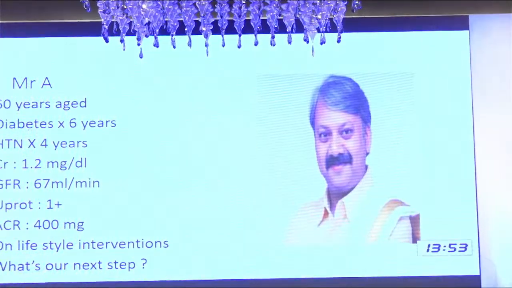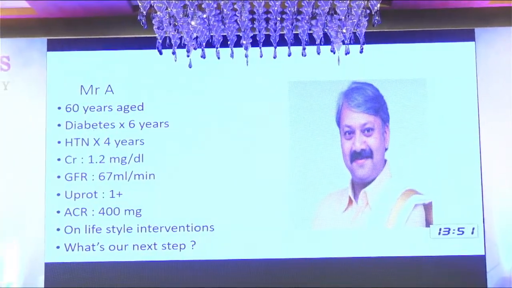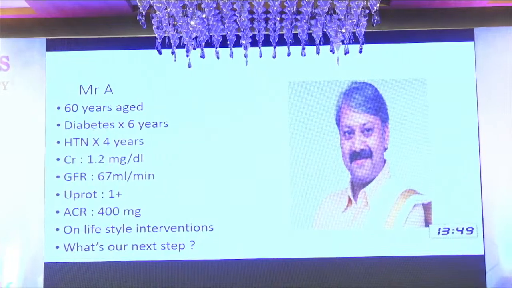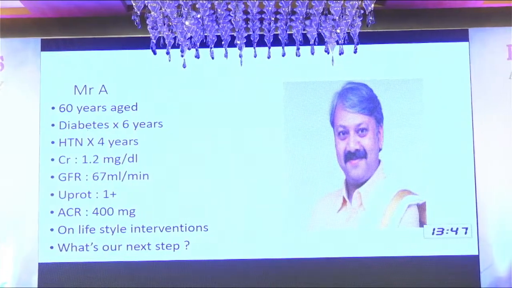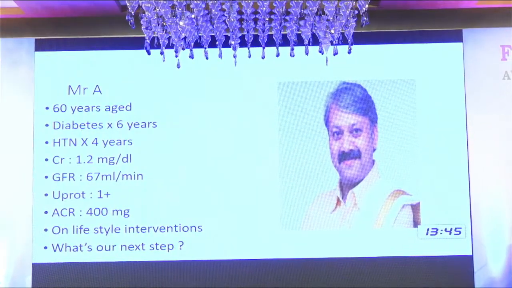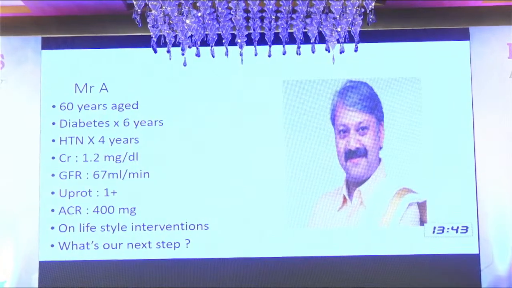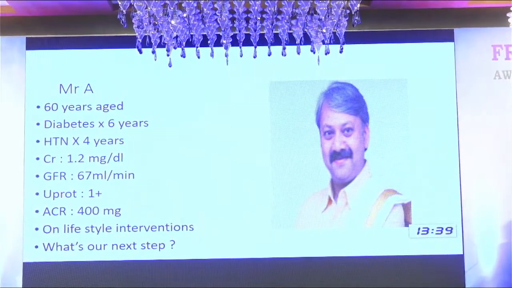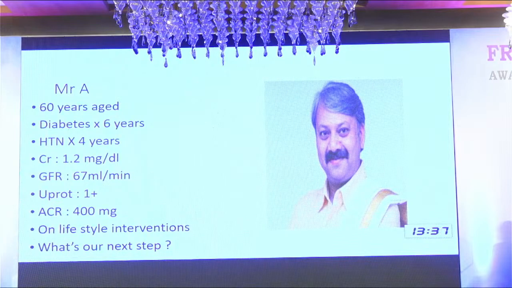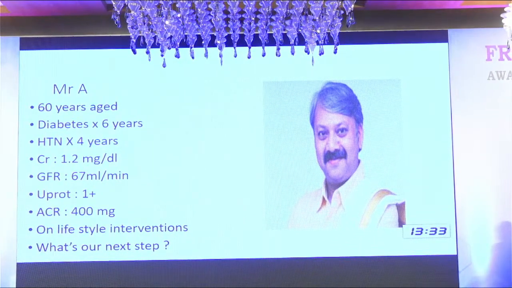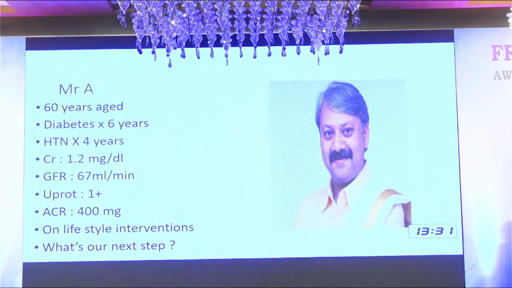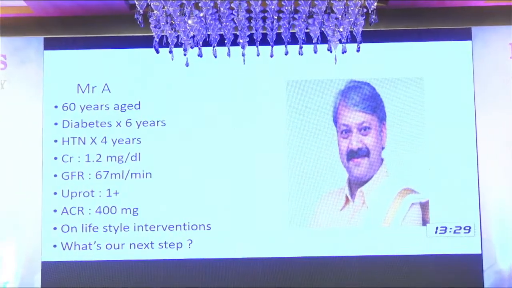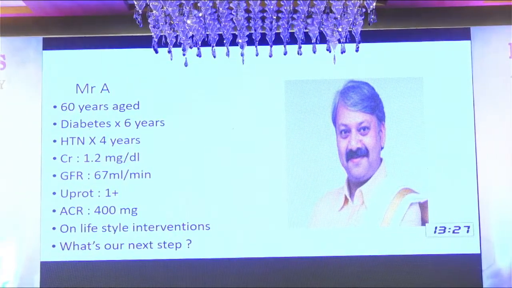Let's have an example. Mr. A is 60 years of age, with diabetes of around 6 years and hypertension of around 4 years. His creatinine is around 1.2 milligram per deciliter, and his GFR comes out to be 67 mils. His urine protein is around 1+, and urine ACR is around 400 milligrams. He is already placed on lifestyle interventions by his physician. But what is the next step? We are concerned about his creatinine, his GFR, and his ACR, so we need to go on to the next step.